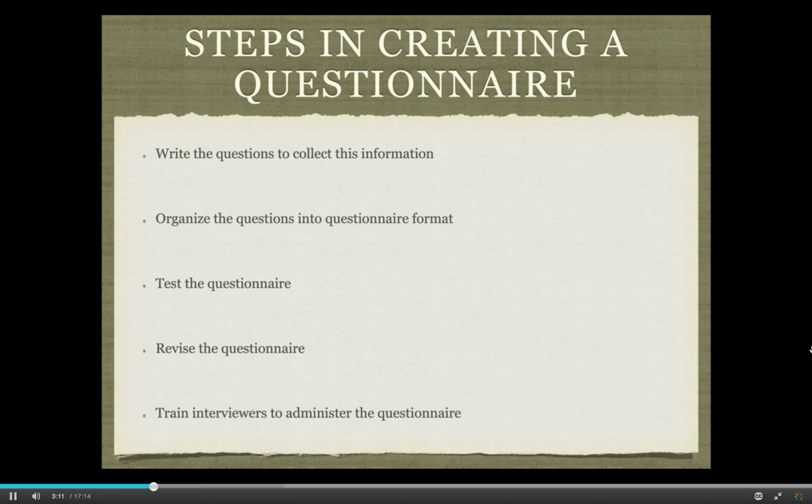Once we have done that, we need to write down the questions that we are going to use to collect this information. Organize the questions into a questionnaire format, test the questionnaire, which is also called piloting, and revise the questionnaire as a result of the information ascertained during piloting. If the questionnaire is to be administered by interviewers, then these interviewers need to be trained in order to understand the construct and the variables and what they are measuring based on the questionnaire.